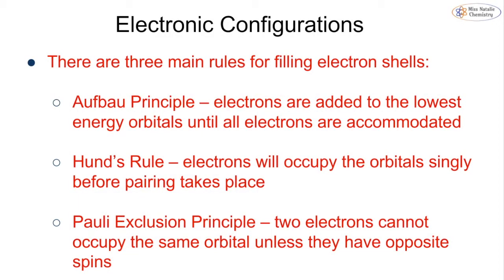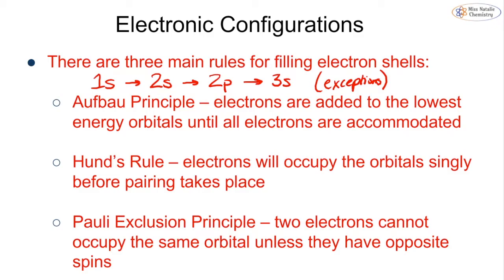So we're going to go through the 3 main rules for filling electron shells. You'll have met some of these in GCSE, you just didn't know that you had met them. The first rule is known as the Aufbau principle. This states that the electrons are added to the lowest energy orbitals until all the electrons are accommodated. This simply means you start with the 1s, then you move to the 2s, then the 2p, then the 3s, and so on. Unfortunately, there are some exceptions to this rule, but we will discuss those later.